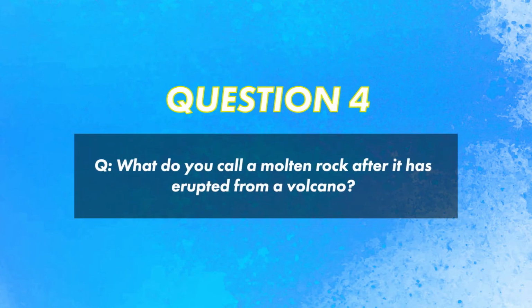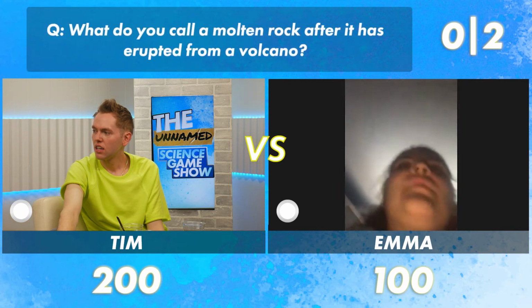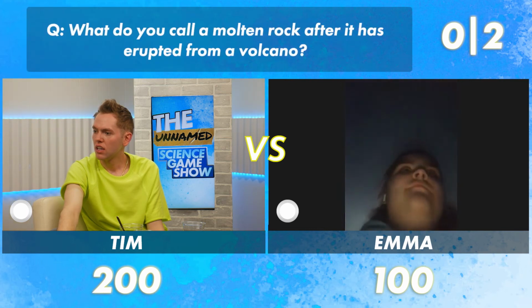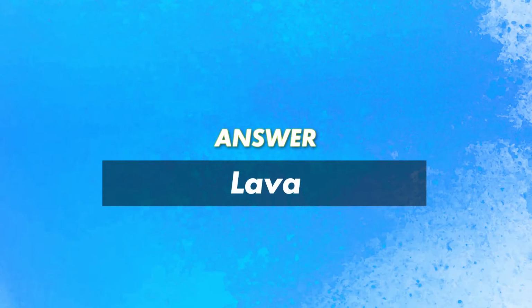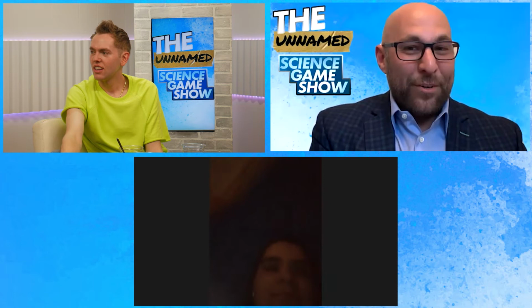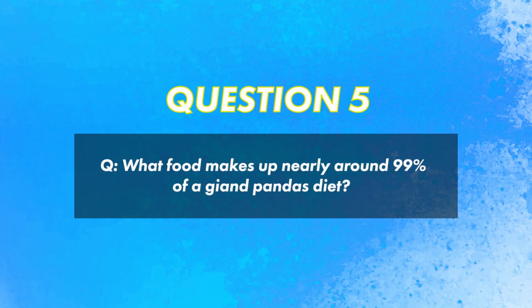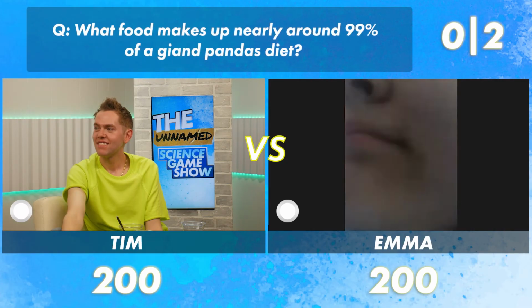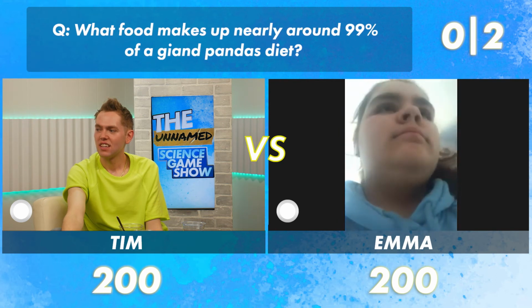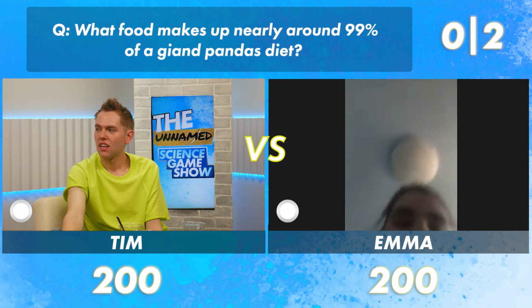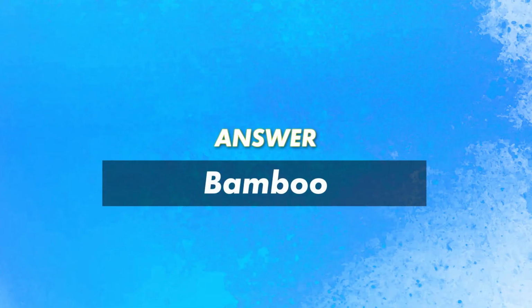2 to 1. I'm determined. Next question. What do you call molten rock after it has erupted from a volcano? Emma? Lava. Lava is correct. Good job, Emma. All right, we're 2 to 2. Ready? It's coming down to this last question. What food makes up nearly 99% of a giant panda's diet? Tim? Bamboo. Bamboo is correct.